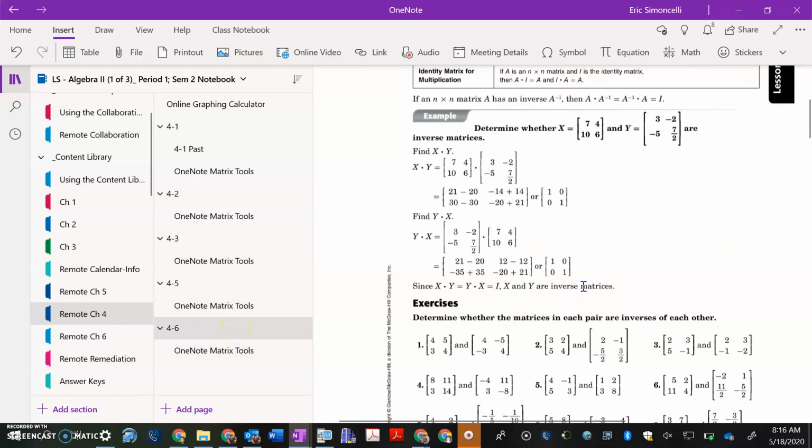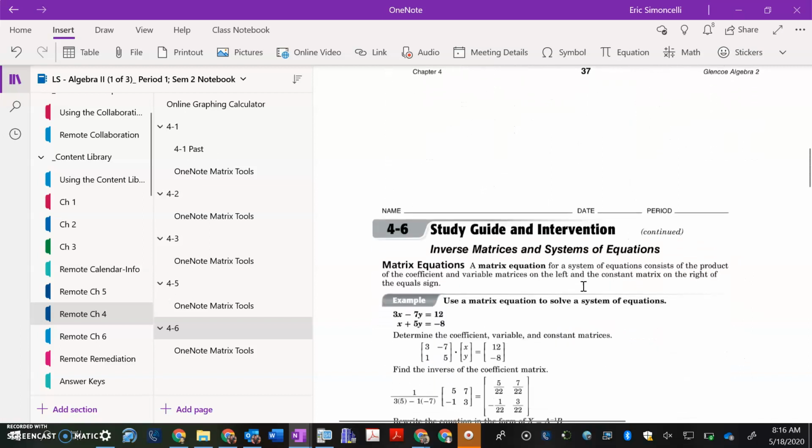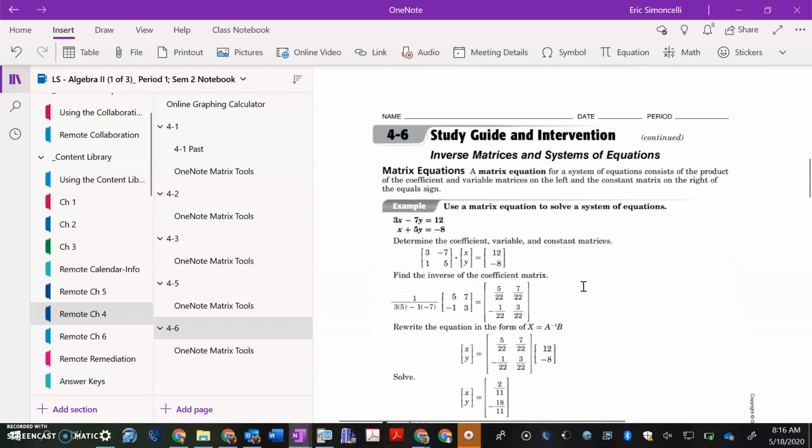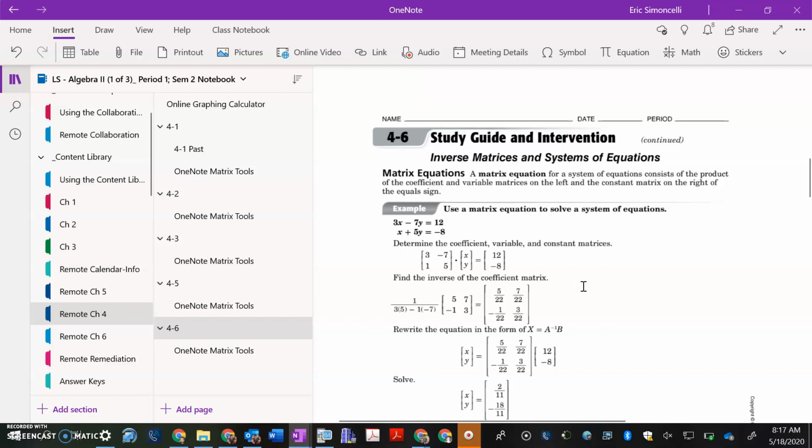And we'll continue on maybe applying these ideas in context, because that's really our major goal today, to see how this applies. Matrix equations. A matrix equation for a system of equations consists of product, coefficient, and variable matrices on the left and the constant matrix on the right of the equal sign. Now, in a prior section, we had looked at the Cramer's rule application to solve systems. This is the better of the two choices. For example, use a matrix equation to solve a system of equations.